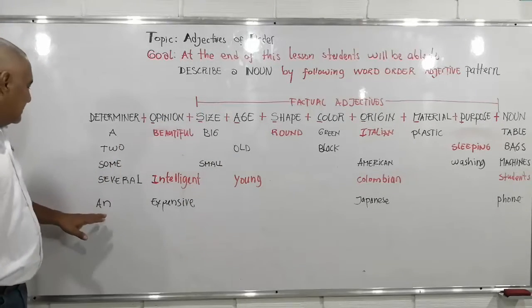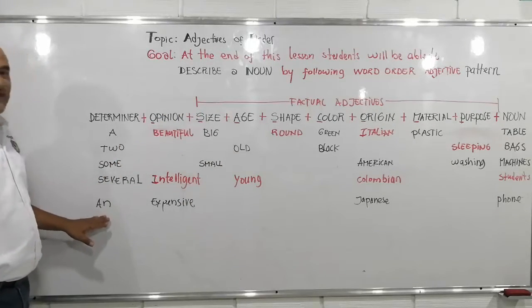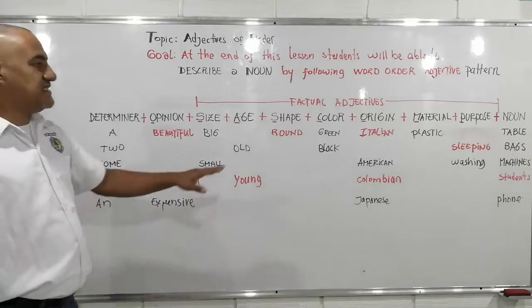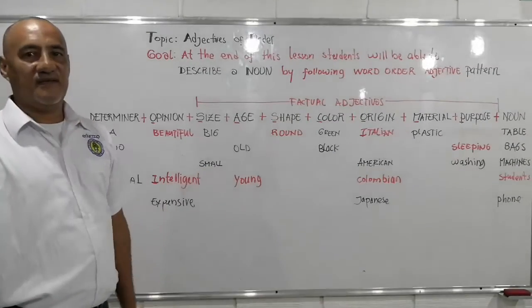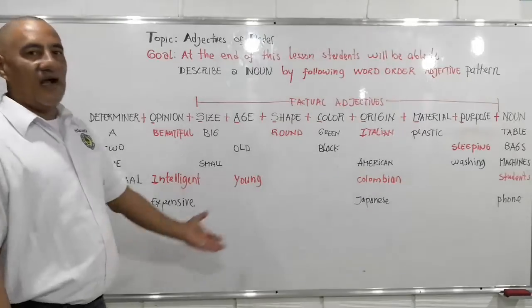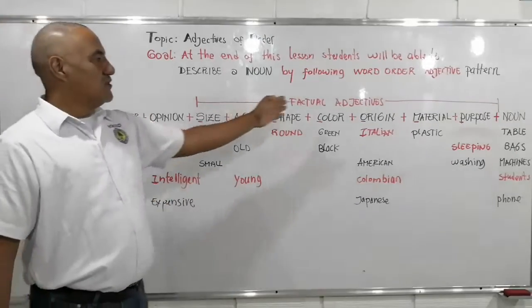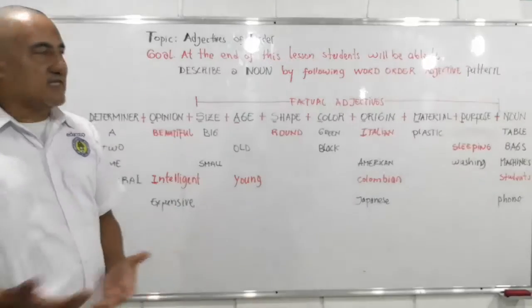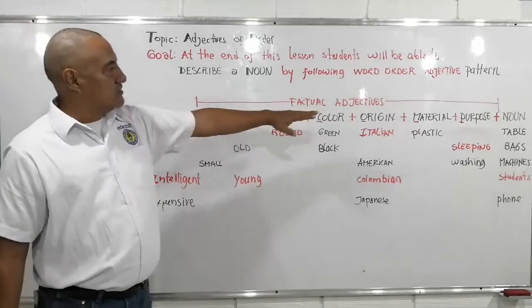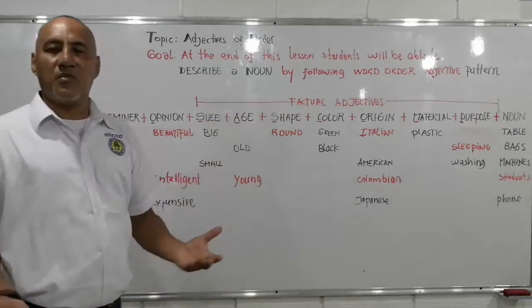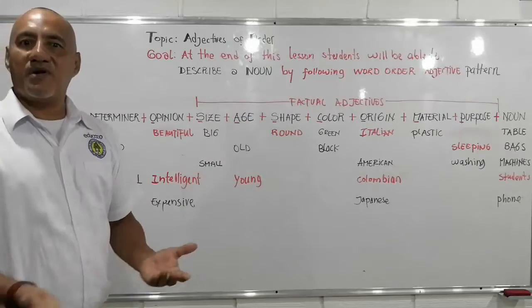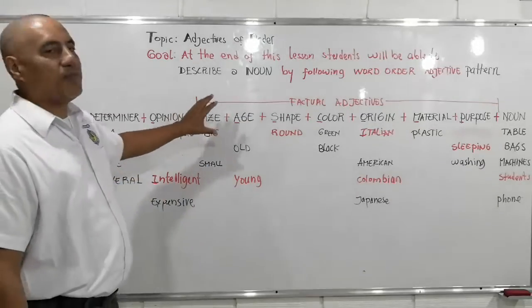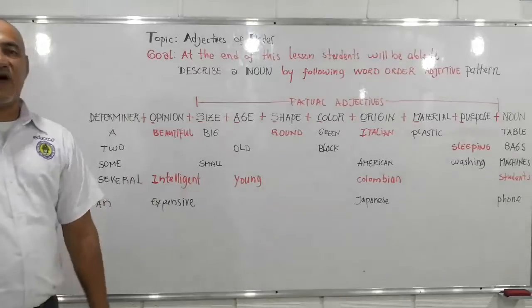And finally, Freddy got an expensive Japanese phone. Okay? Then I repeat, with all of them, that is not common in English. Con todas esas cualidades no es muy común en inglés. But remember, if you are going to use them, this is the pattern that you have to follow.